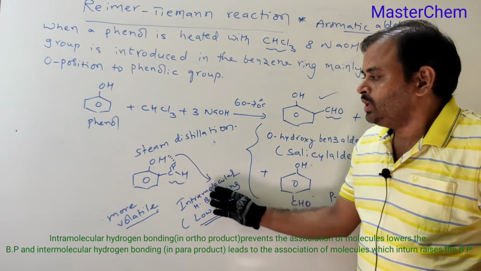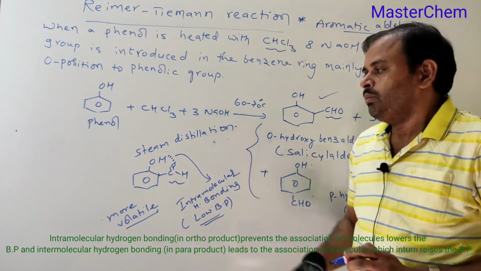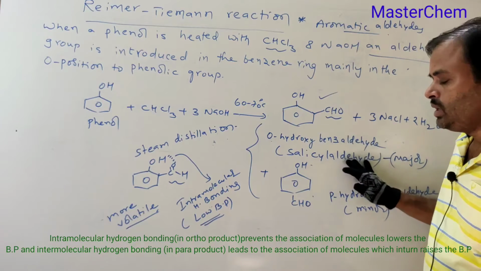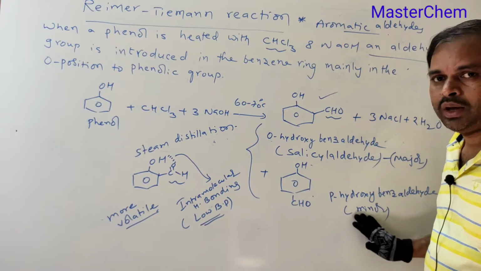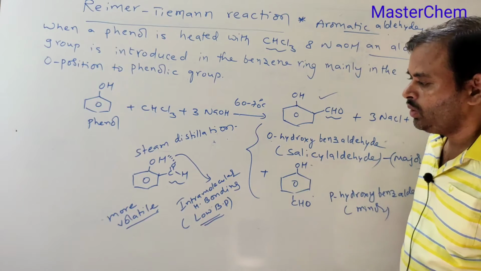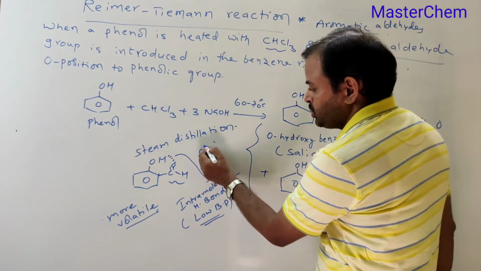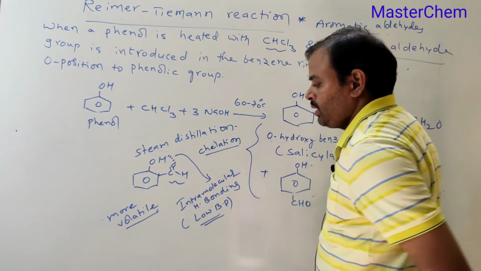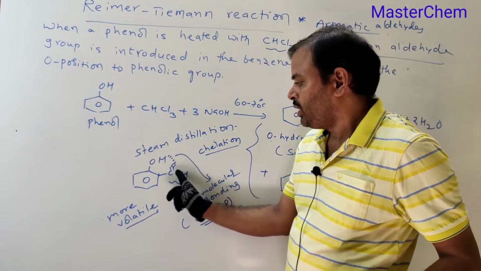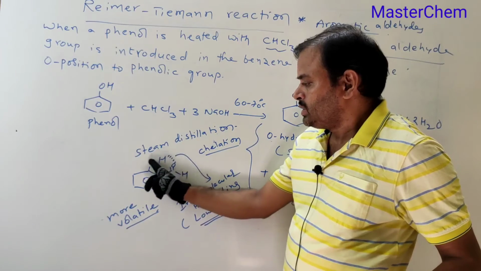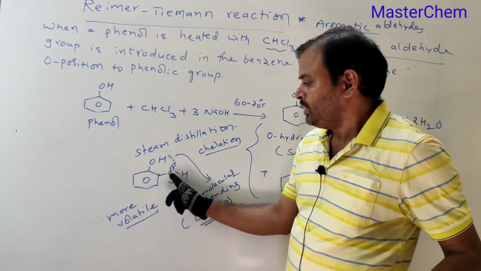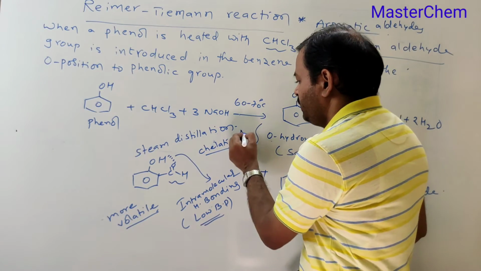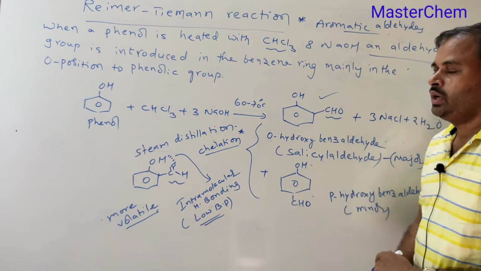With this difference in nature, by steam distillation we can separate salicylaldehyde from the para product. This is also called chelation. Once the intramolecular hydrogen bonding is formed, it looks like a ring. This process is called chelation. This is about the Reimer-Tiemann reaction.